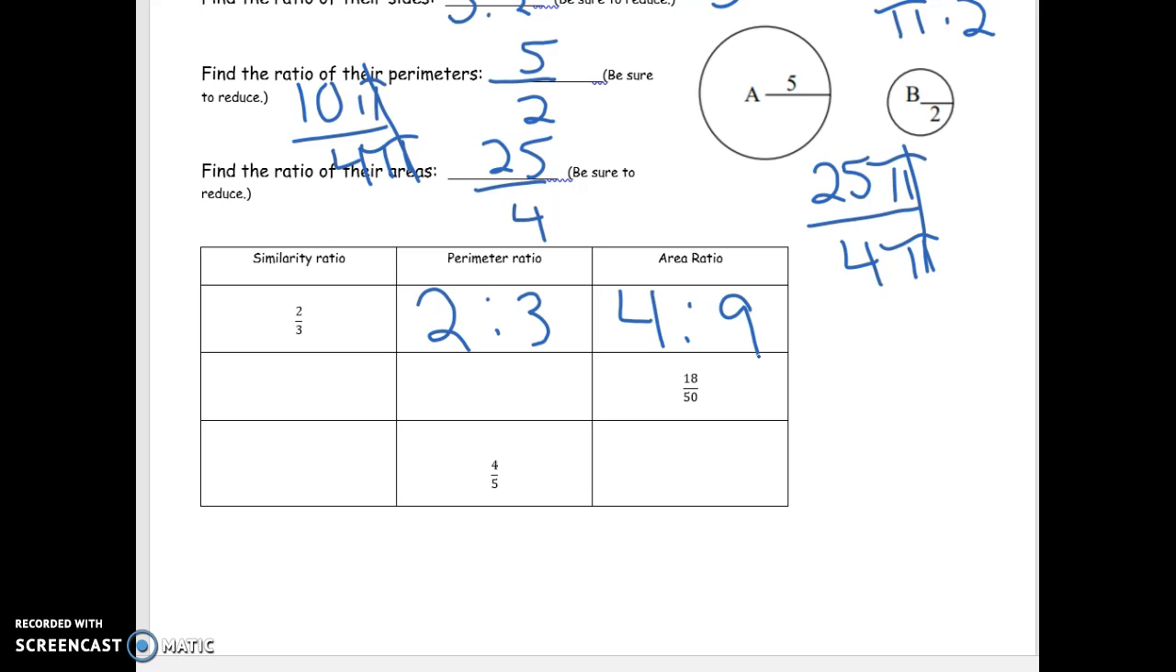Let's save that second one for just a minute. The perimeter ratio is 4 to 5. That means my similarity ratio is 4 to 5. My area ratio, again, is not the same, but to get to it, I square both of those.